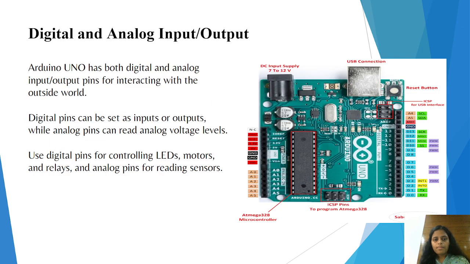Next is digital and analog input or output. Arduino UNO has both digital and analog input or output pins for interacting with the outside world. Digital pins can be set as inputs or outputs, while analog pins can read analog voltage levels. We use digital pins for controlling LEDs, motors, and relays, and analog pins for reading sensors. So this is digital and analog input or output for Arduino UNO.